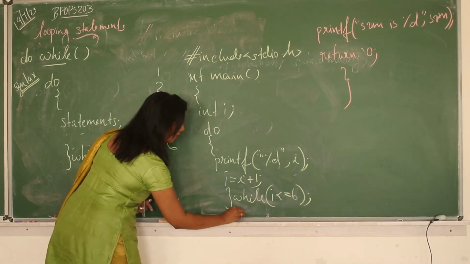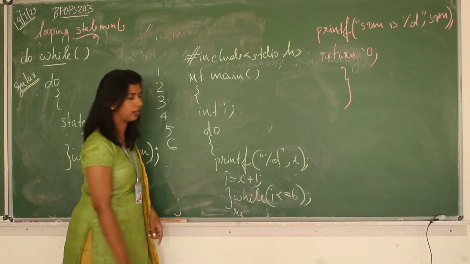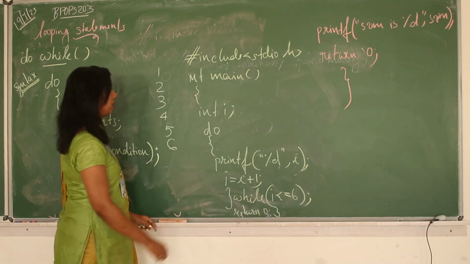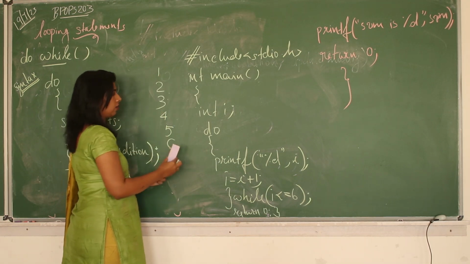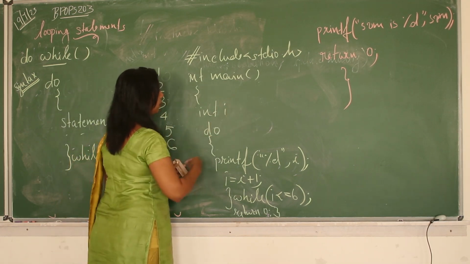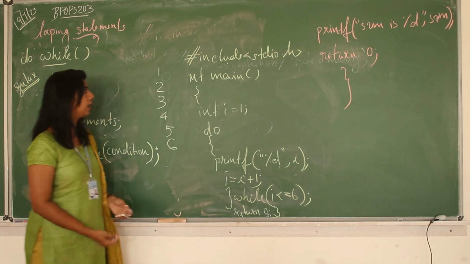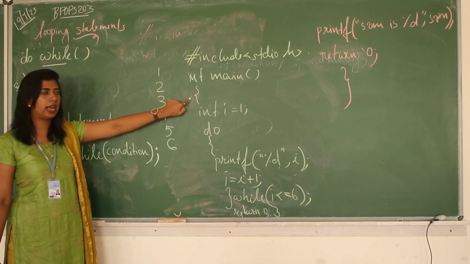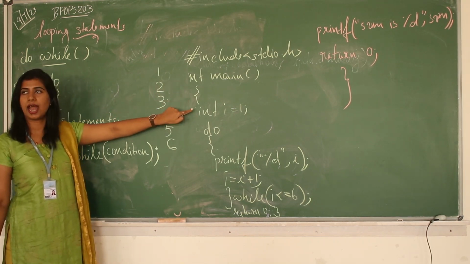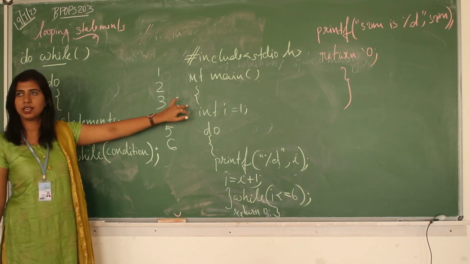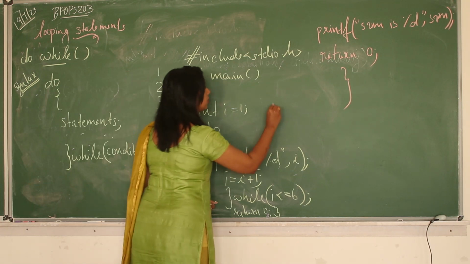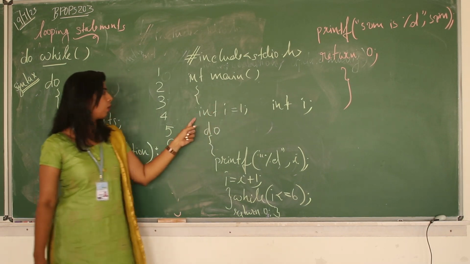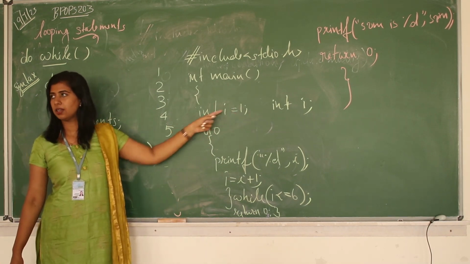Then after that, if there is any statement you want to execute, that you can write. Then return 0. Then closing the main. So I have to initialize my i value as 1. i should be initialized as 1. Here how the execution is happening. Start from main, then the control will come to the next line, then next line i is declared and initialized. I did the declaration and initialization in the same line. If I am writing like this, int i, that means only declaring.